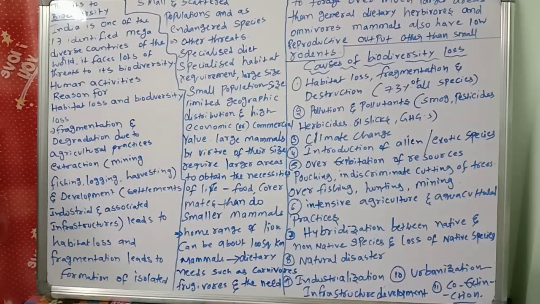Apart from natural causes, human activity is a reason both directly and indirectly. Human activities, directly or indirectly, are today's main reason for habitat and biodiversity loss. Fragmentation and degradation are due to agriculture practices.